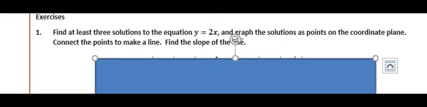Find at least 3 solutions to the equation y equals 2x. Once you've found those solutions, graph the solutions as points on the coordinate plane. Connect the points to make a line, and find the slope of that line. Let's take this problem in some. Find at least 3 solutions to the equation y equals 2x and graph the solutions as points on the coordinate plane. Connect the points to make a line, and find the slope of the line.